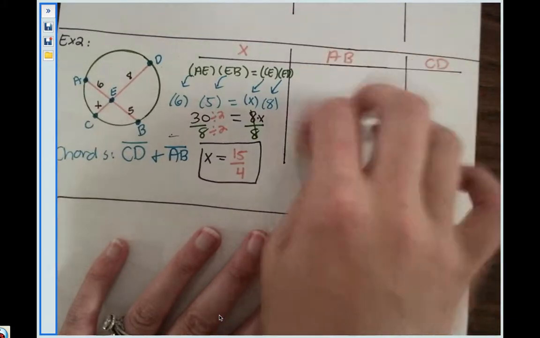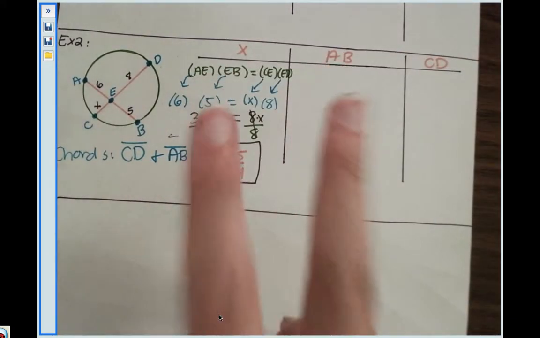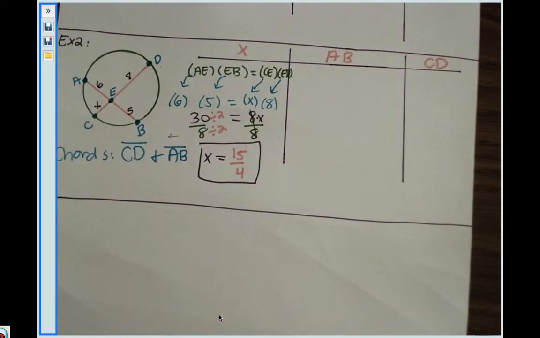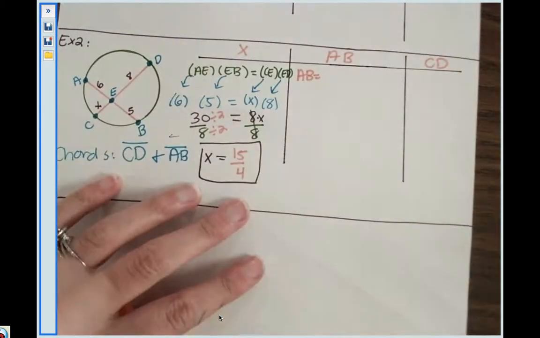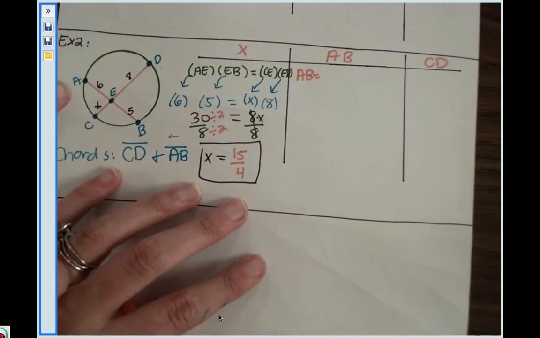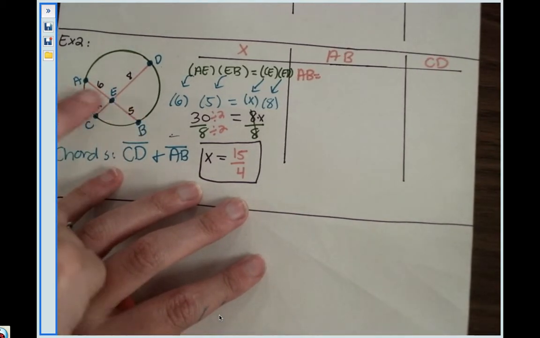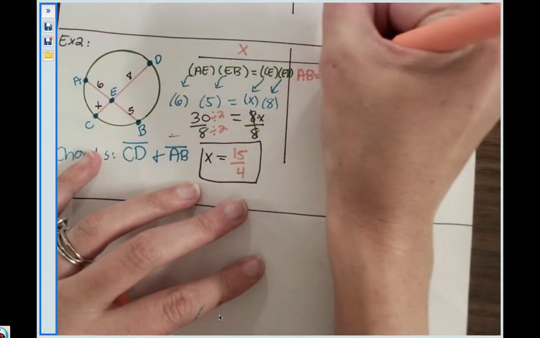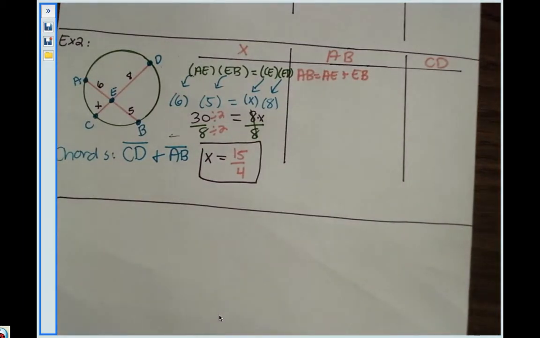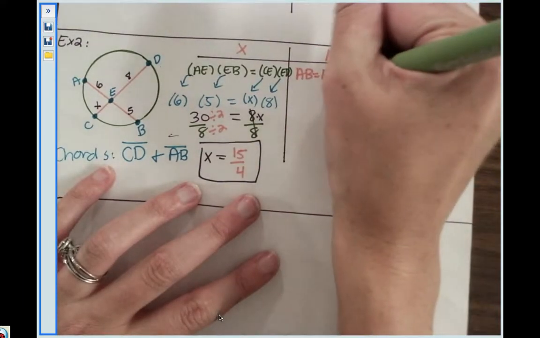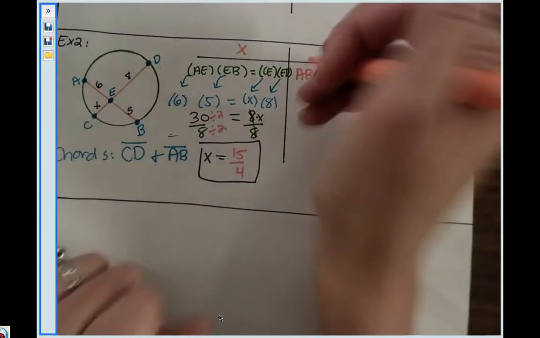Okay, so I'm going to break down each chord into the two segments that make up that chord. So AB, the two segments that make up AB are AE and EB. If I add those together, bam, I'll get AB. So I have AE plus EB. All right, let's fill in these values.